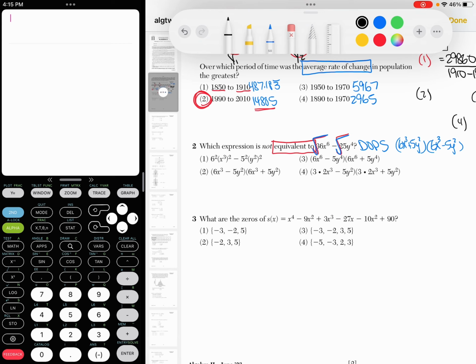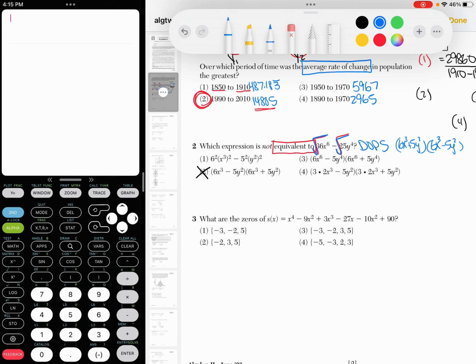That means that choice 2 is equivalent. And remember, it's asking for which one is not. So I'm going to get rid of choice 2. I am kind of seeing one that's looking quite wrong because it's very close to that one, but I'm going to hold off for a second and keep going through these.